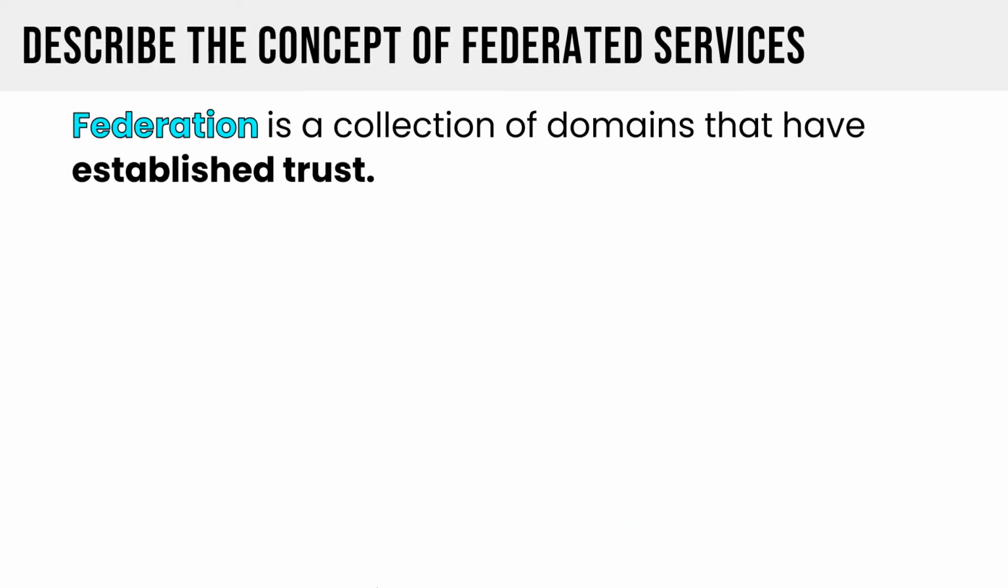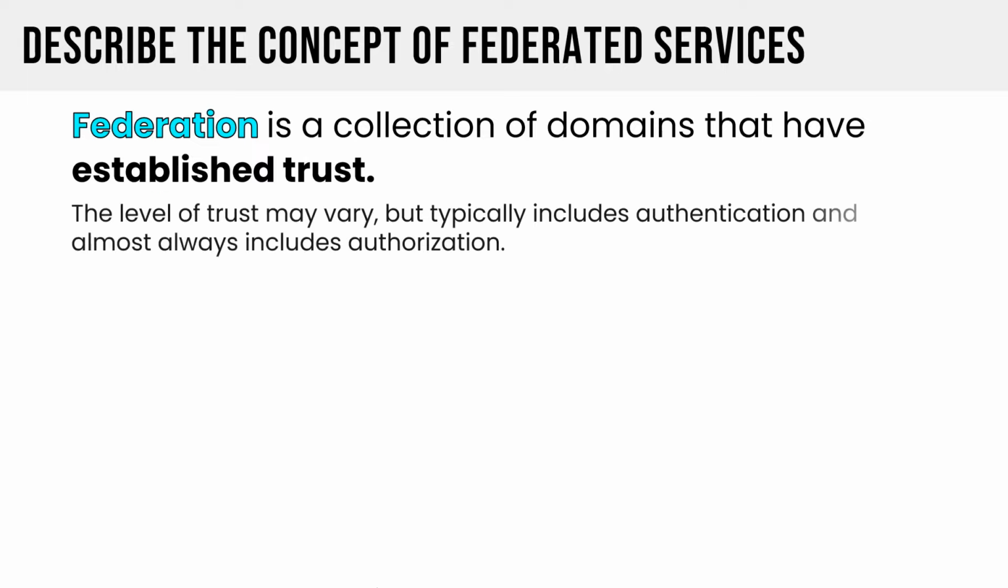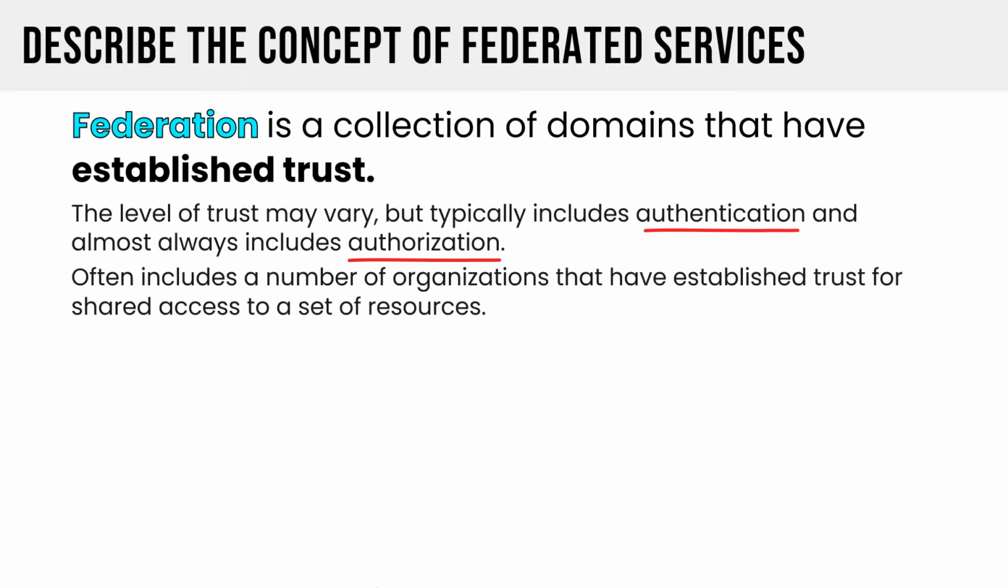So let's talk about the concept of federated services or a federated identity model. So federation is a collection of domains that have an established trust. And that level of trust might vary, but typically it includes authentication and almost always includes authorization as well. So again, proving identity and granting access. Often includes a number of organizations that have established trust for shared access to a set of resources.